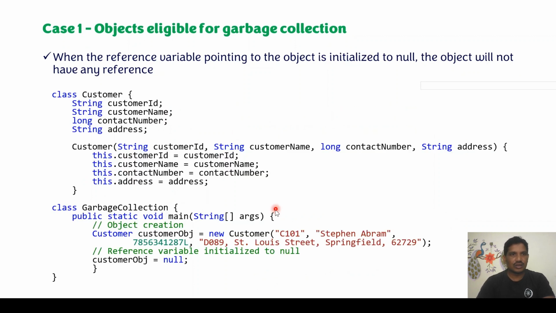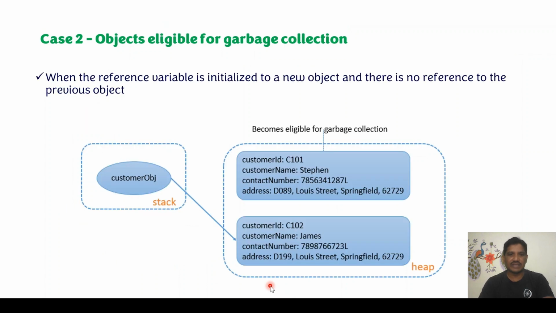Look at the program. See here, an object has been created of the customer class. At that time, I am passing four arguments: customer ID, customer name, contact number, and string, which are called reference variables. When the reference variable is initialized to null, this object does not have any reference. This object is eligible for garbage collection, as we have seen in the previous slide.